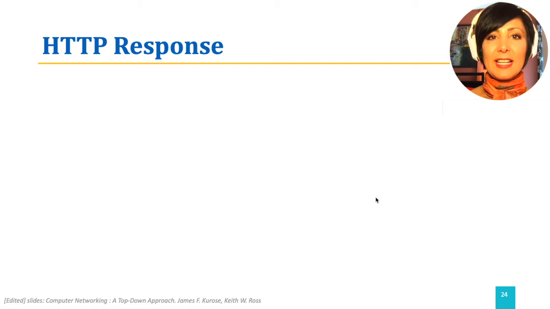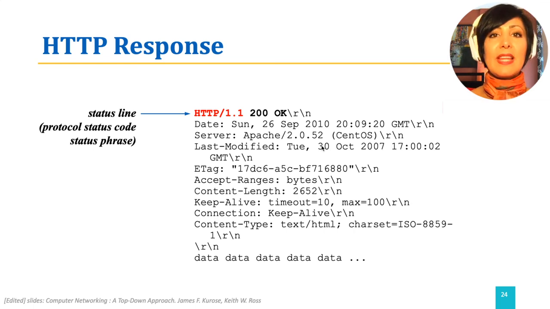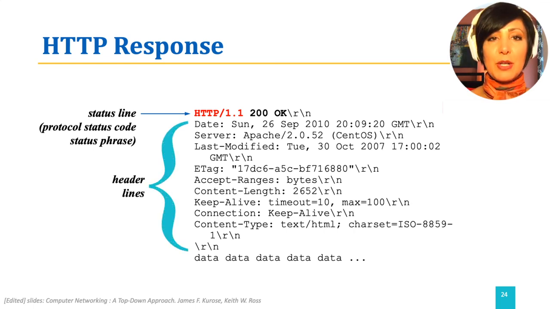Now, let's take a look at an example HTTP response message. The HTTP response message starts with a status line, indicating the version of HTTP, a status code, and a status phrase. Next, the header lines include information about the server, like the date and timestamp of when the response message was created, the content type and length, and if it has used a persistent connection or not. And if yes, how long it will keep the connection alive. The header lines are followed by the data part, which is the requested object.